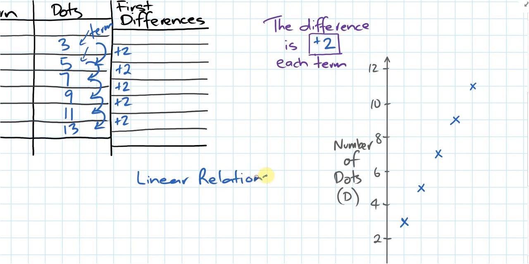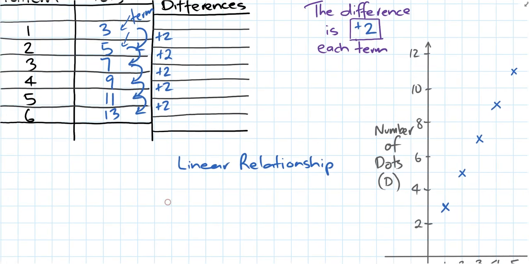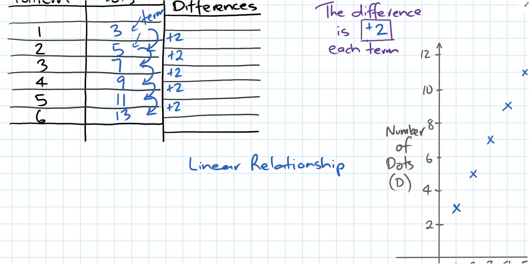Linear relationship, because if you graph it, you get a straight line. We will now come up with a rule that describes this relationship between the number of dots and the pattern number. So say we wanted to find the number of dots in any pattern number. Our relationship or our rule will start with the number of dots.